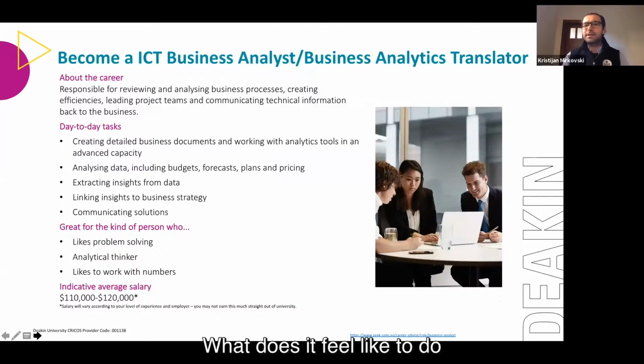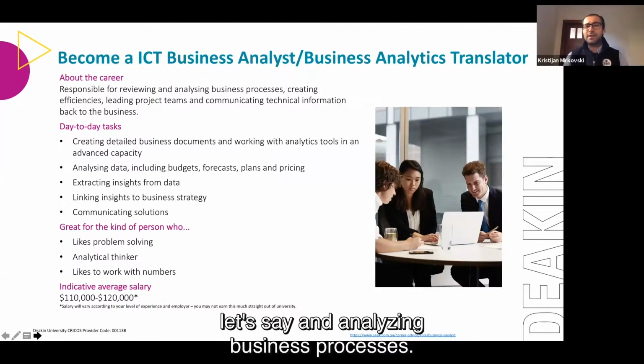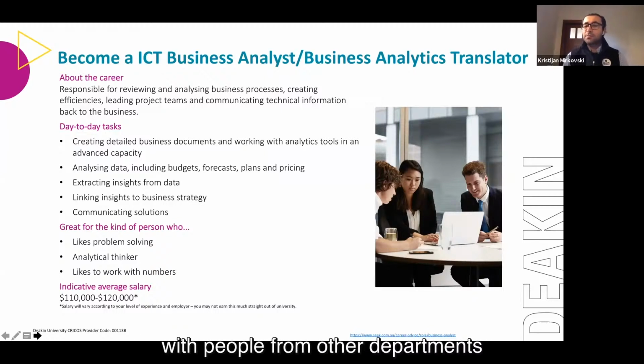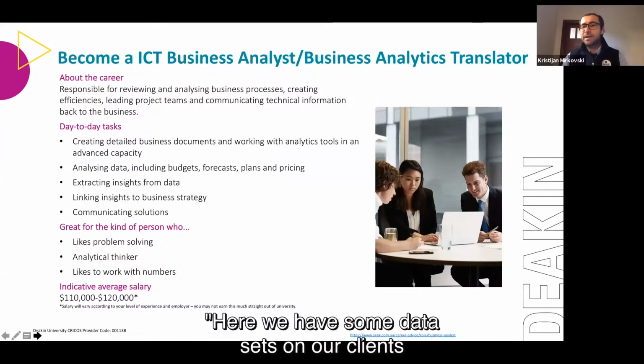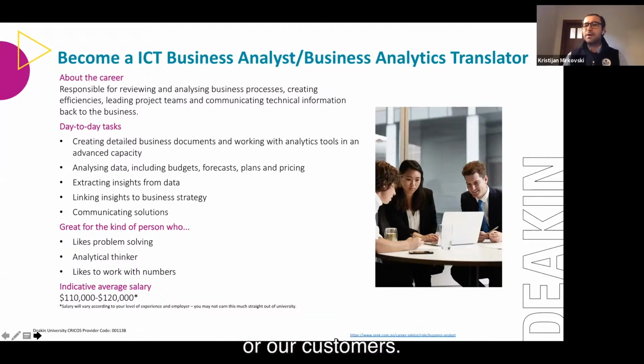What does it feel like to have a career in business analytics? You'll be responsible for reviewing and analyzing business processes. Most of the time, you're going to be working with people from other departments. Let's say a marketing department will come to you and say, here we have some data sets on our clients or customers. Could you please analyze this and come up with some insights in terms of which customers are the most profitable and which ones we should focus on. Okay.